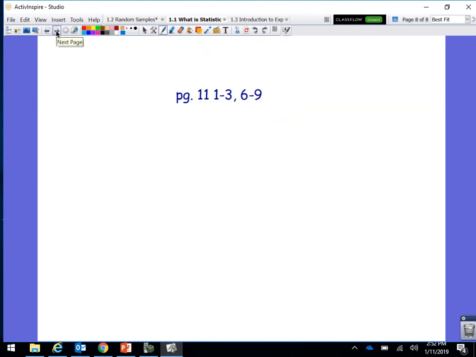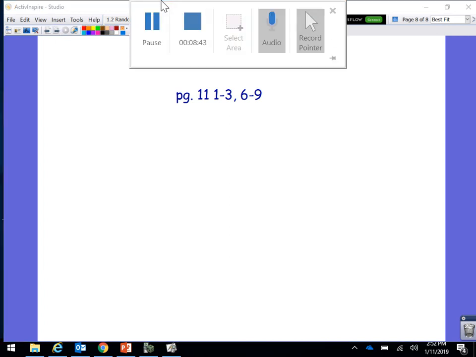Okay, page 11, go 1 through 3, 6 through 9. Try those out, see how they go. Hopefully in class we can work those out a little bit more. Hopefully this went okay. I'm trying to go fairly slow, but if I'm talking too fast, just pause things, regroup, start it up again, rewind and whatnot. But at least it's something for you to go off.